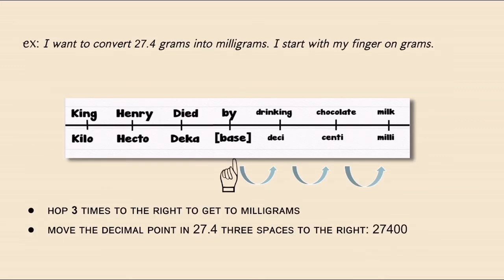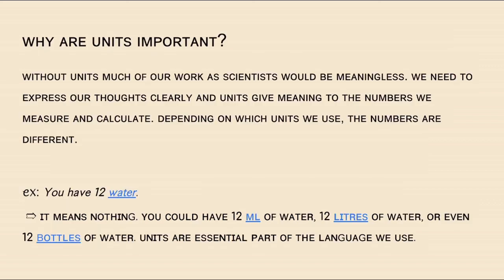Here's an example. I want to convert 27.4 grams into milligrams, so I need to start with my finger on grams, or the base. I hop 3 times to the right to get to milligrams, so I need to move the decimal point in 27.4 3 spaces to the right, which now becomes 27,400 milligrams. This is the same as multiplying 27.4 by 1,000, so 27.4 grams is the same as 27,400 milligrams.